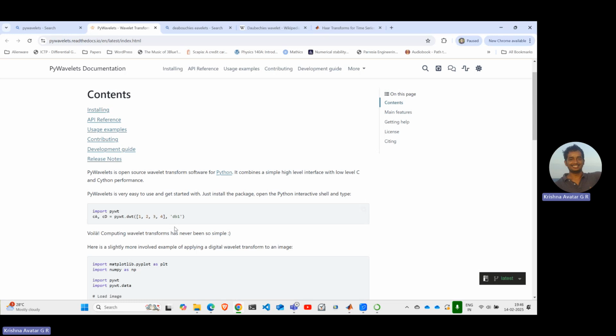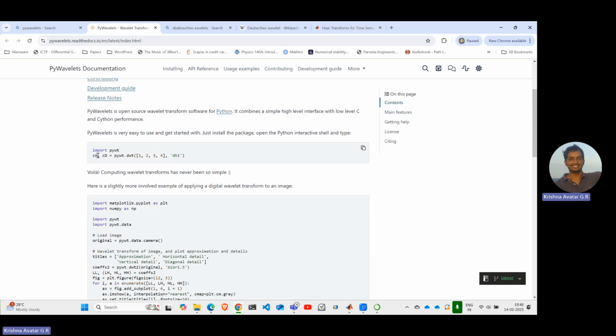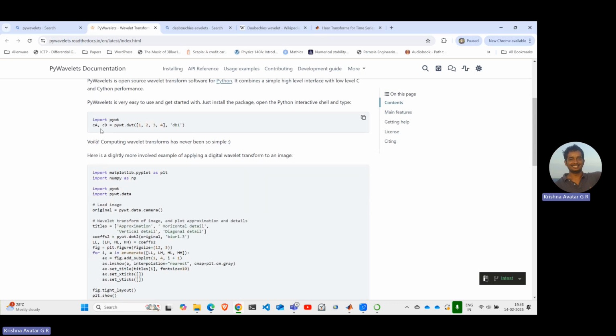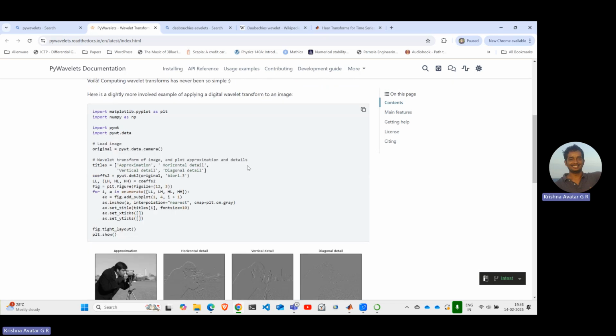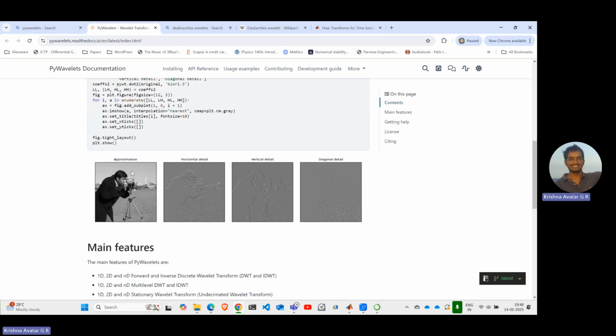Coming back to PyWavelets. So this is how you're able to get the wavelets, get the coefficients and all. And we can use it for image processing, as you see.